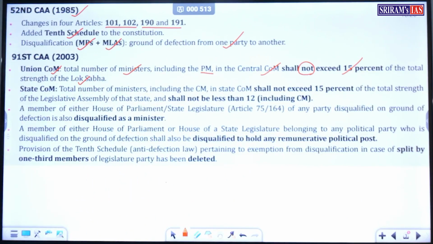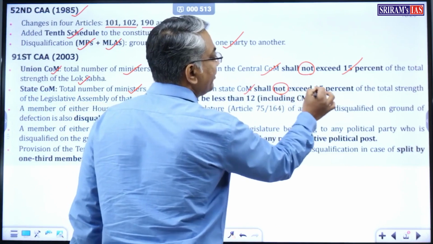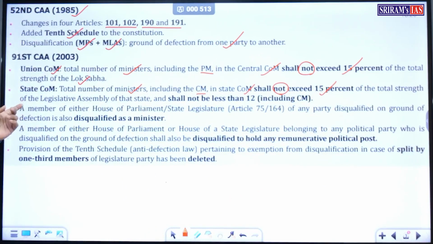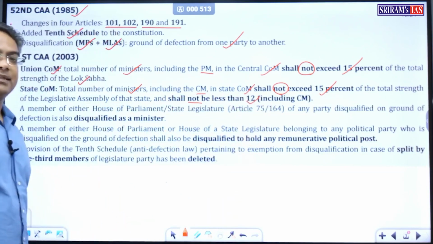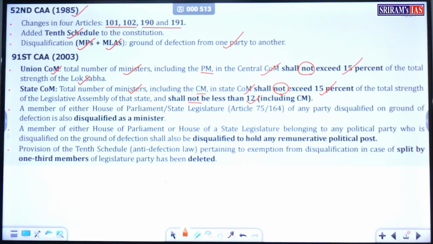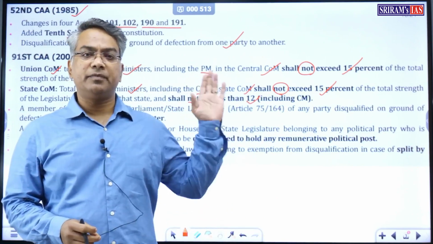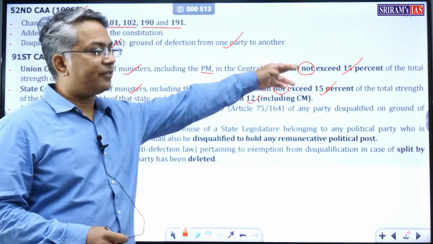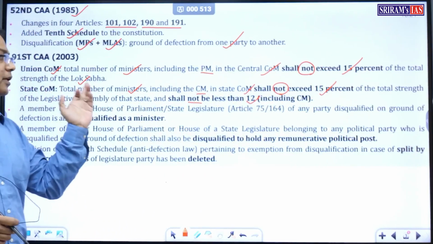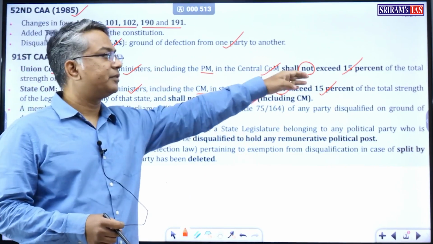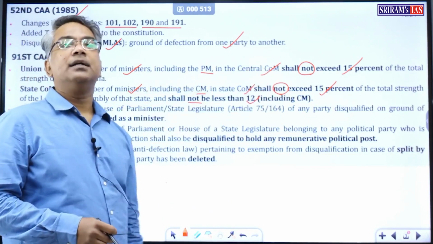Regarding the State Council of Ministers, the total number of ministers, including the CM, in the State Council of Ministers shall not exceed 15% of the total strength of the Legislative Assembly of the state and shall not be less than 12, including the CM. So this is regarding the Union and State Council of Ministers, that is the number of ministers in the Union Council of Ministers, including the Prime Minister, shall not exceed 15% of the total strength of the Lok Sabha. And regarding the State Council of Ministers, the total number of ministers, including the CM, shall not exceed 15% of the total strength of the Legislative Assembly of the state and shall not be less than 12, including the CM.